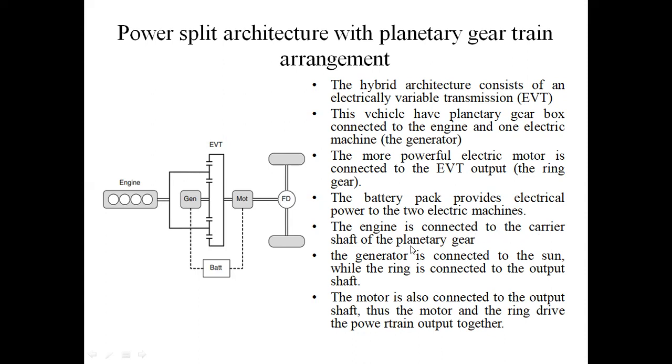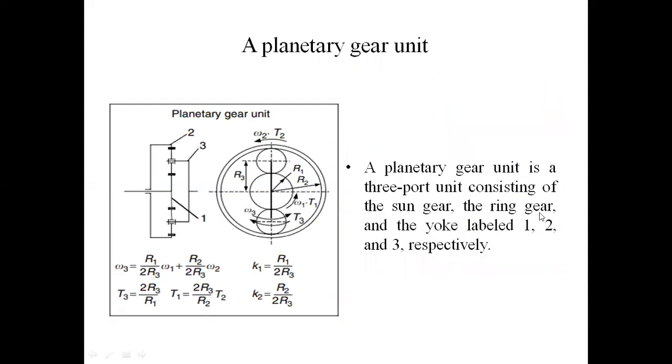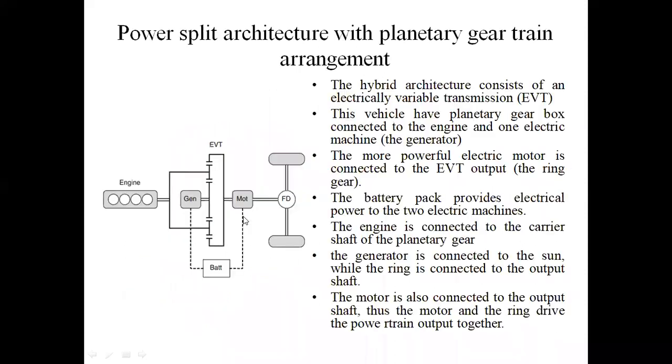Next, the engine is connected to the carrier shaft of the planetary gear. This engine shaft is connected to the planetary gear. Next, the generator is connected to the sun gear, while the ring gear is connected to the output of the shaft. In this we have a total of three gears: the sun gear, the ring gear with its large diameter, and the yoke. The ring gear is connected to the output of the shaft.